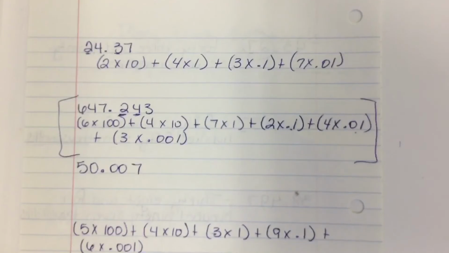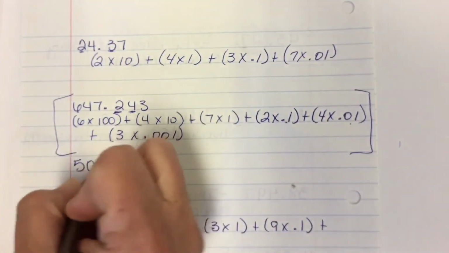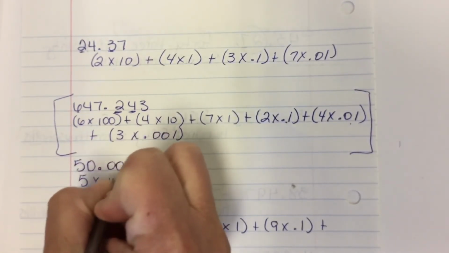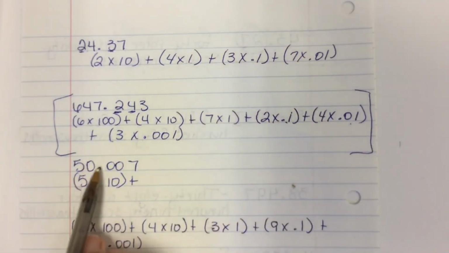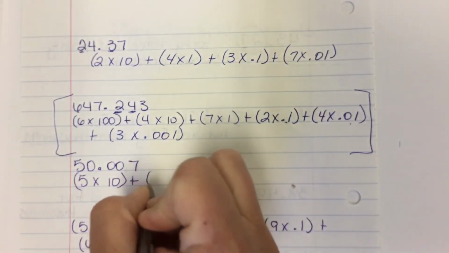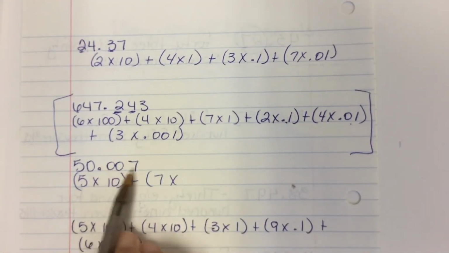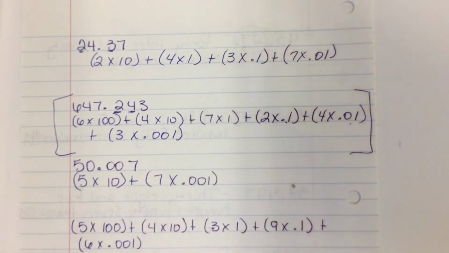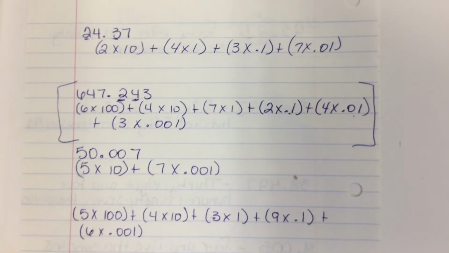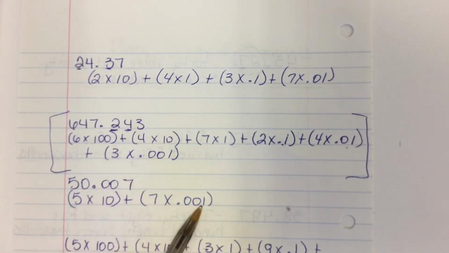All right, the next one, 50.007, or 50 and 7 thousandths. We're going to start with 5 times 10, because there's a 5 in the tens place, plus, I don't need anything for these zeros, so I'm just going to skip on down to the 7 times 0.001. Okay, so 5 in the tens place, you don't do anything for the zeros. 7 is in the thousandths place.